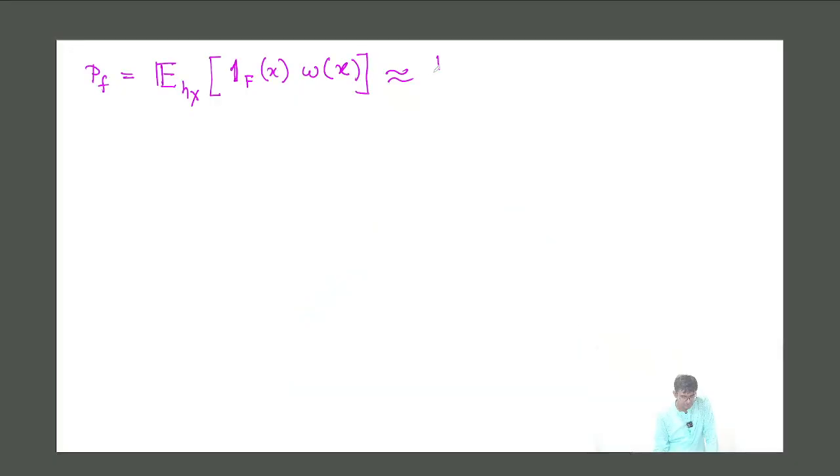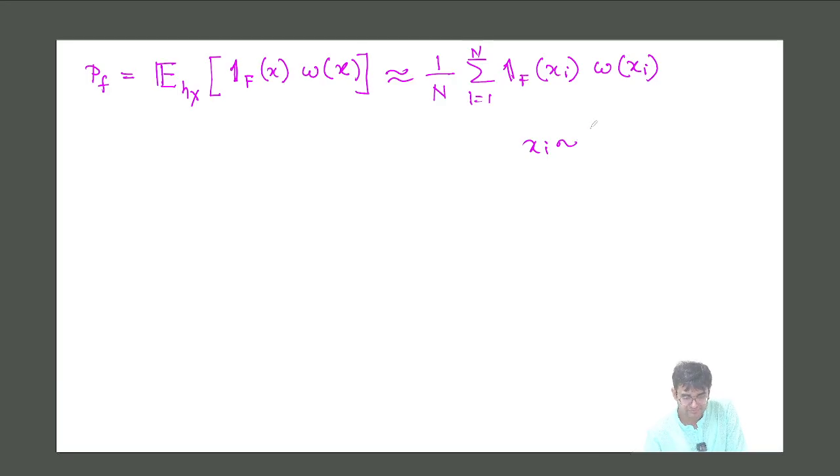Now, obviously, you can ask how it is doing it. That I am not answering now. But that is the intuition behind it. So, this is the expression to answer your question. P_F is equal to 1 by n, summation i equal to 1 to n, I of f of x_i multiplied by w of x_i, where now x_i is a sample from h(x).